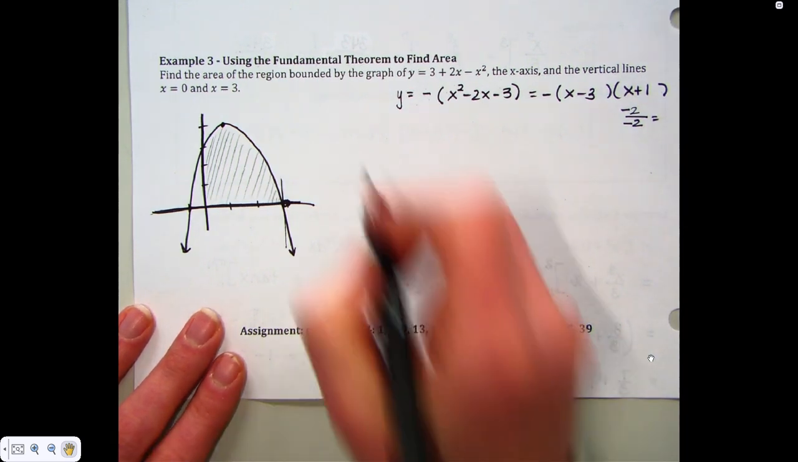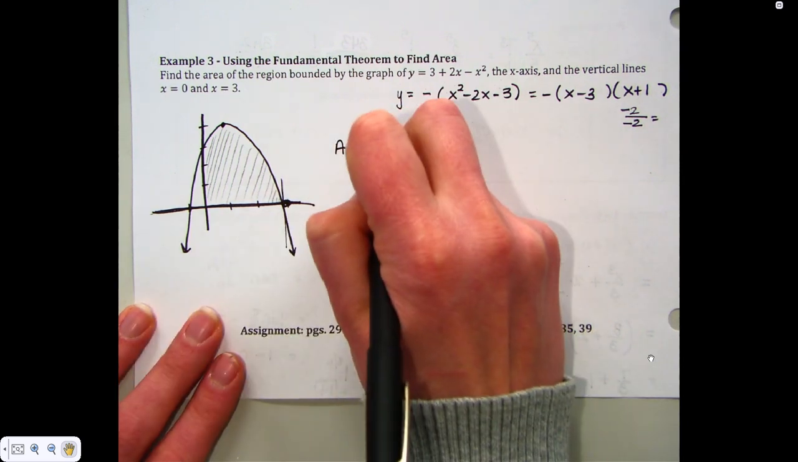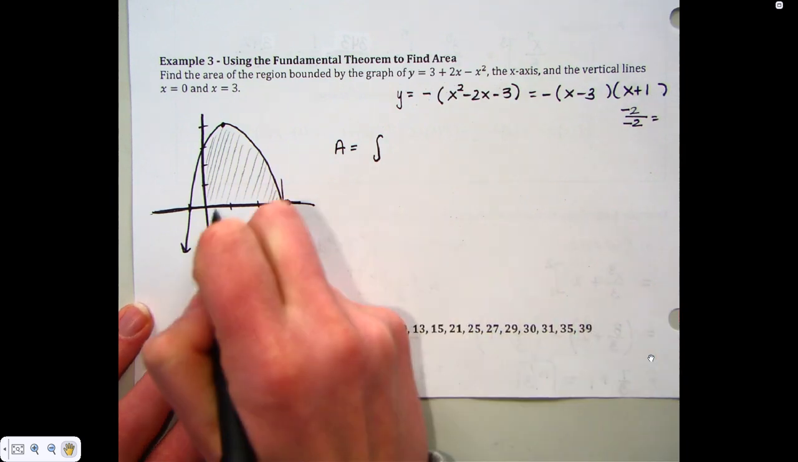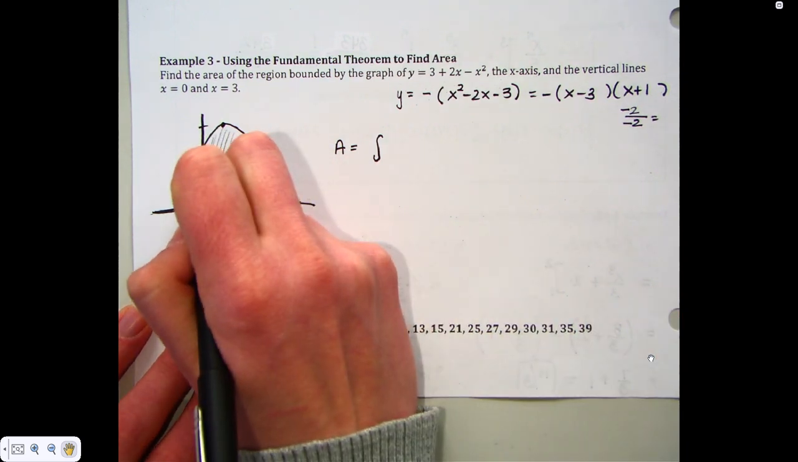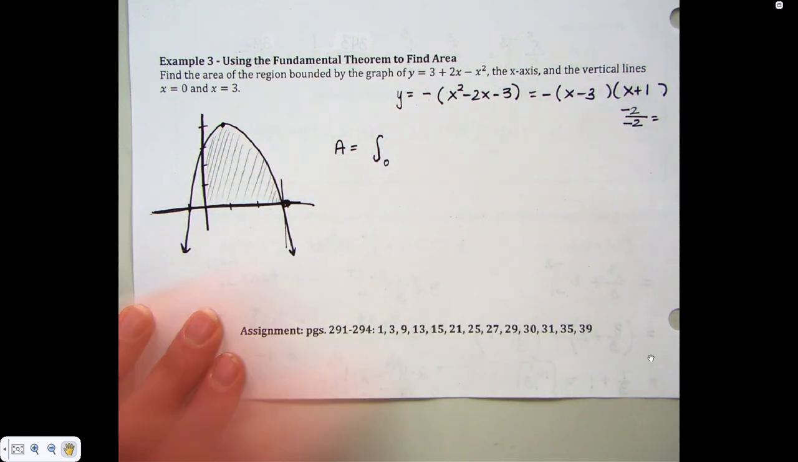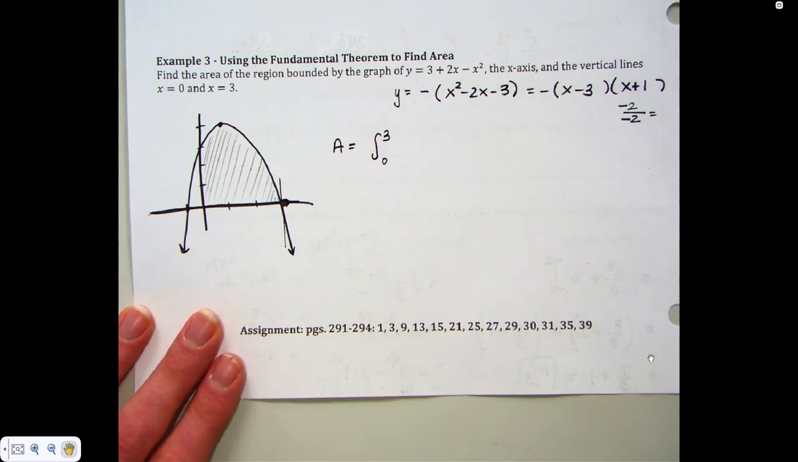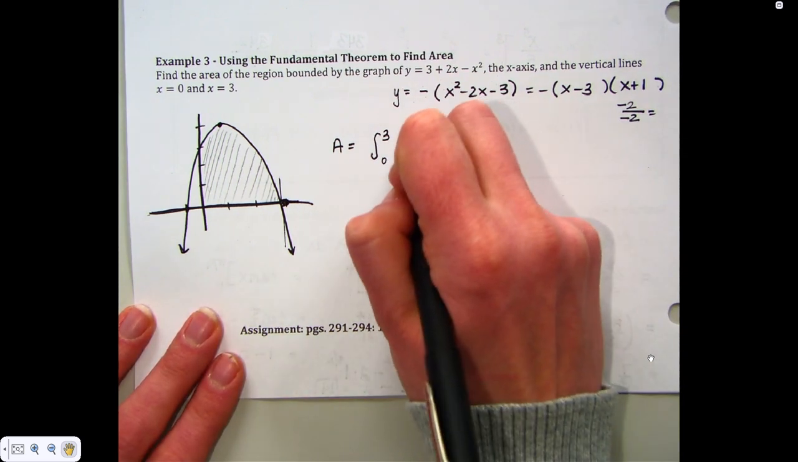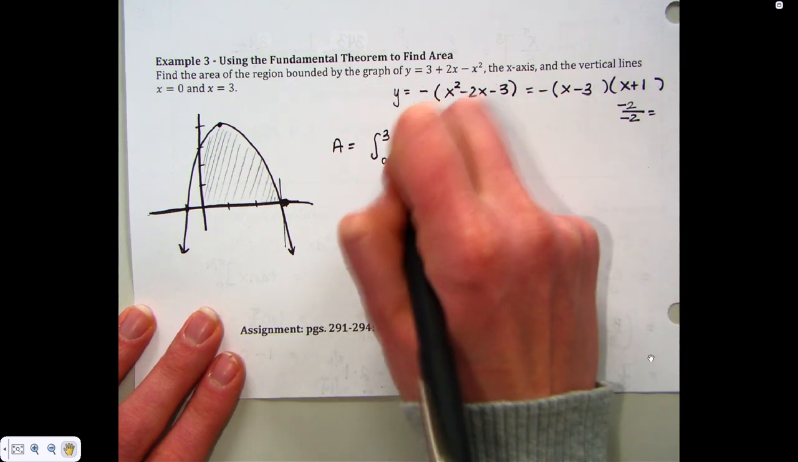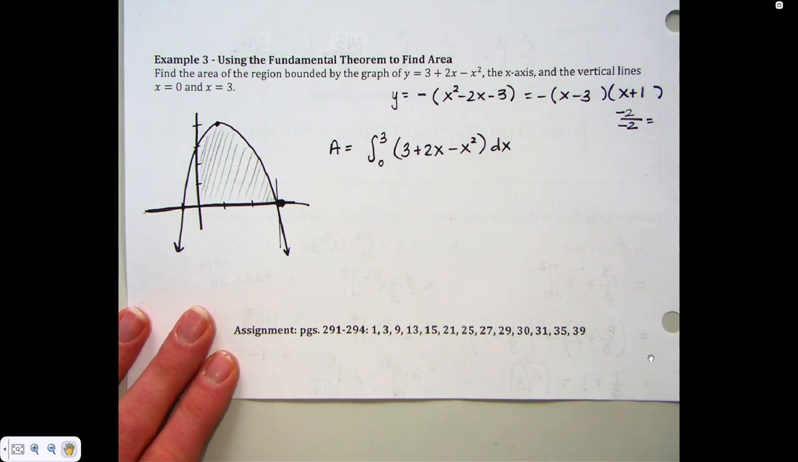So I am going to set this up as the area is equal to the integral. Where do I want my region to start? Where do I want it to stop? Well, if you think about Riemann sums, I would start drawing rectangles at 0, and my region ends when x is 3. And I want to come up with the area underneath that curve, 3 plus 2x minus x squared. And the dx really does need to be there. It just finishes off the correct notation.